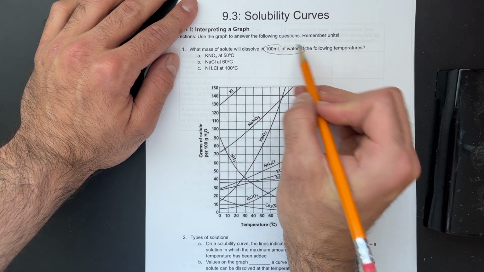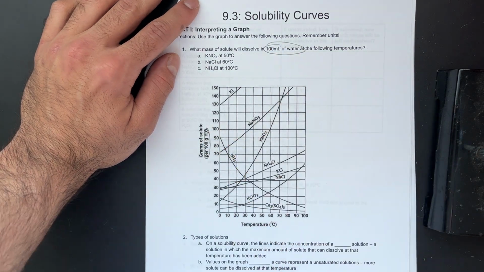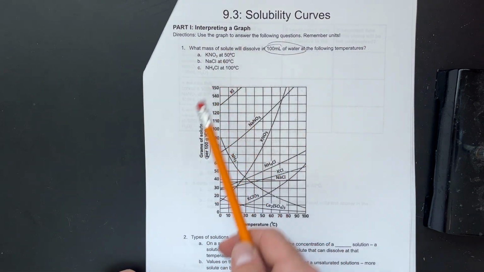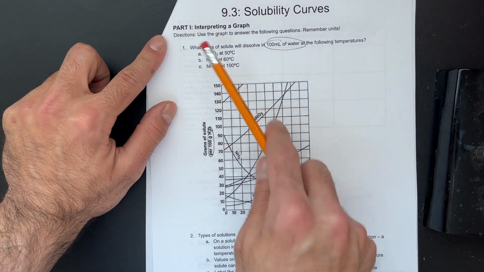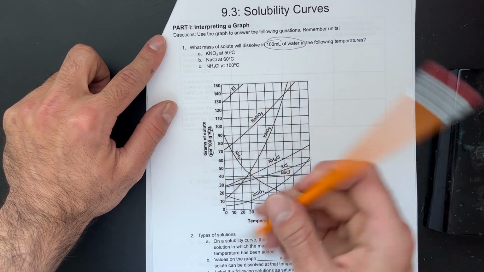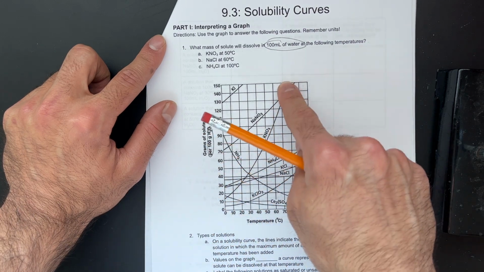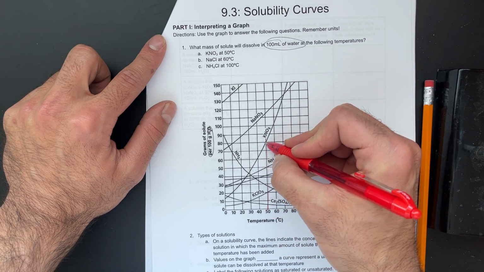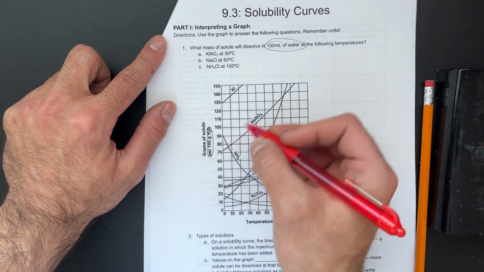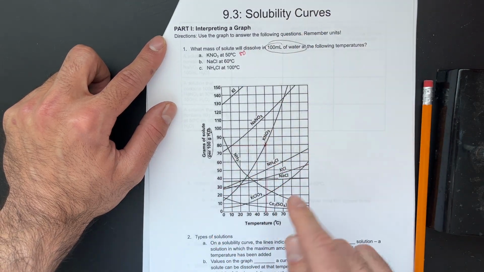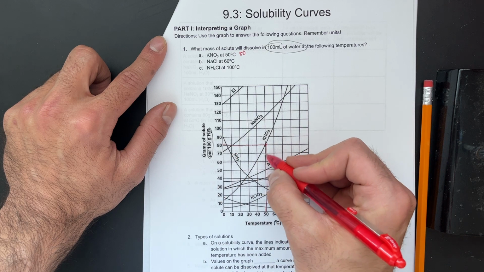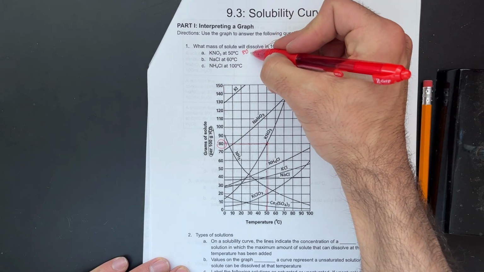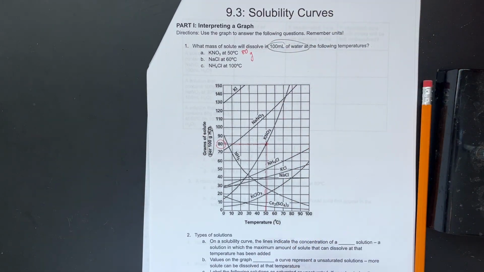Now do note, 100 milliliters of water, this is per 100 grams of water. Remember that grams is equal to milliliters for water. And so here, this is telling you mass of solute per 100 milliliters. For KNO3 at 50 degrees, we can locate the KNO3 graph, which is this one, and then locate 50 degrees, and we can say, okay, at 50, we can dissolve at max 80 grams, right? Do you see how that matched up here?